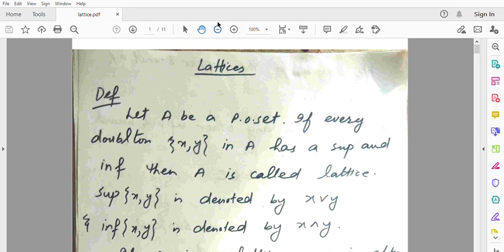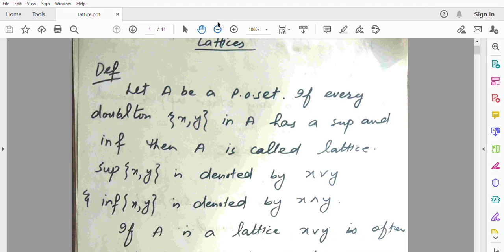Actually, it is in the partially ordered sets chapter, related to that concept. Okay, what is a lattice definition? Let A be a partially ordered set. If every doubleton, meaning every two elements in A, has the supremum and infimum, then A is called a lattice.